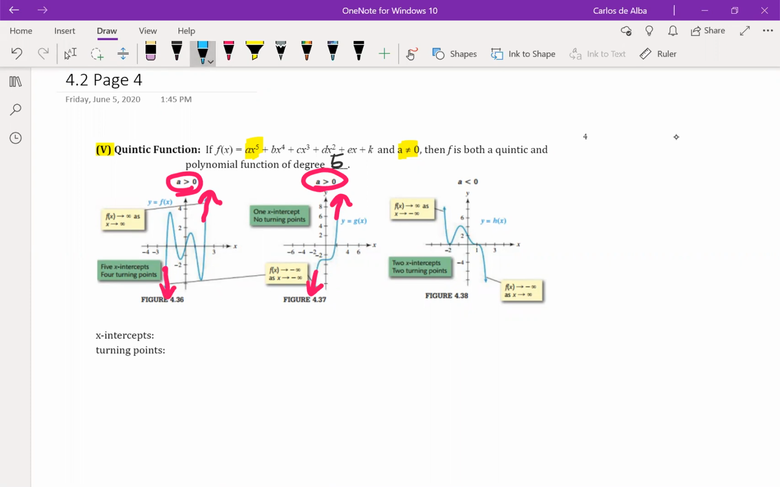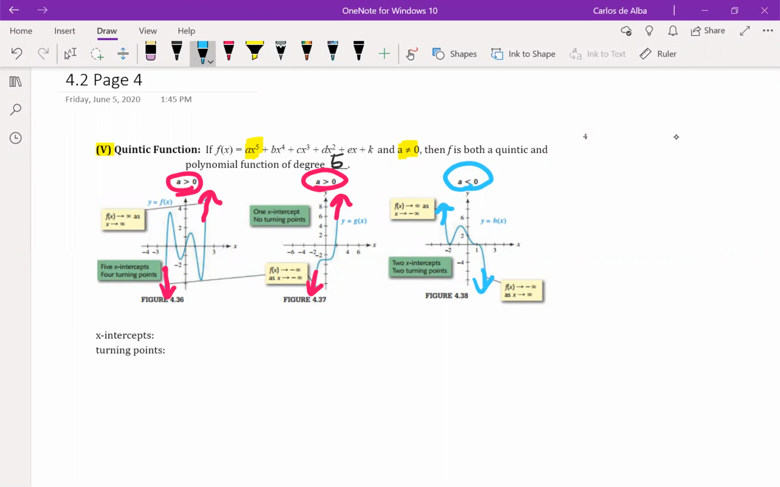Now suppose instead we have a being less than 0. This is where you have a negative leading term. Our graph is then flipped across the x-axis. So as x approaches negative infinity, we instead approach positive infinity. And as x approaches positive infinity, we instead approach negative infinity. So just from the fact that we know a is positive or negative, we can determine where the function is going to end up on either end. This is called the end behavior of a function.